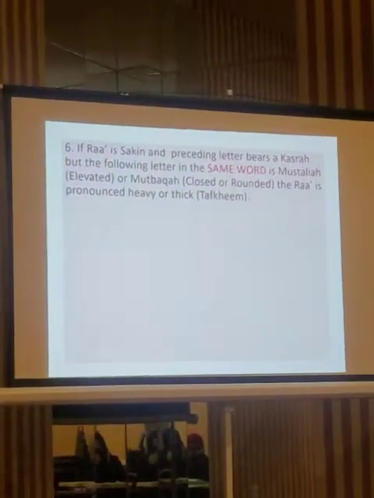The exception is that if ra is sakin, and the preceding letter has a kasra. Right there, just by looking at that first line, can you tell me how much was said in the line?